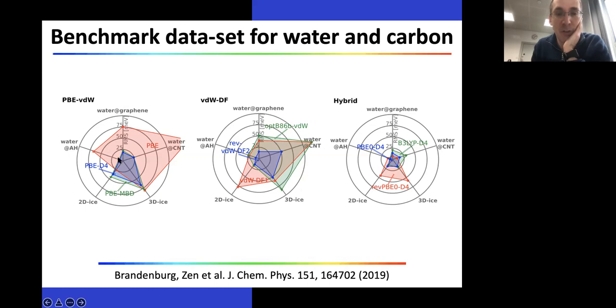This axis is water on the polycyclic aromatic hydrocarbons, very good. 2D ice is good, 3D ice is performing less well. Water in the carbon nanotubes is again getting within the first circle, which is an error of 25 milli-eV. And you can see, you can go from PBE plus van der Waals to the non-local van der Waals functionals to hybrid functionals. Overall, the best performing functional we see for these water and carbon systems is PBE0 with a D4 correction. And that can then guide our subsequent application studies that we then carry out on this system.